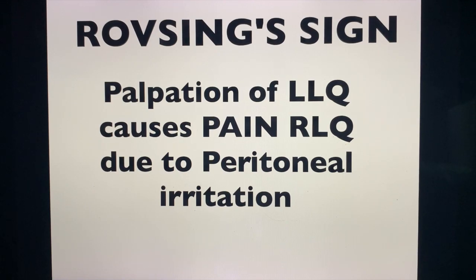Now, what about Rovsing's sign? So when you palpate the left lower quadrant, this will cause pain in the right lower quadrant. And when you have Rovsing's sign, this is indicative of peritoneal irritation.